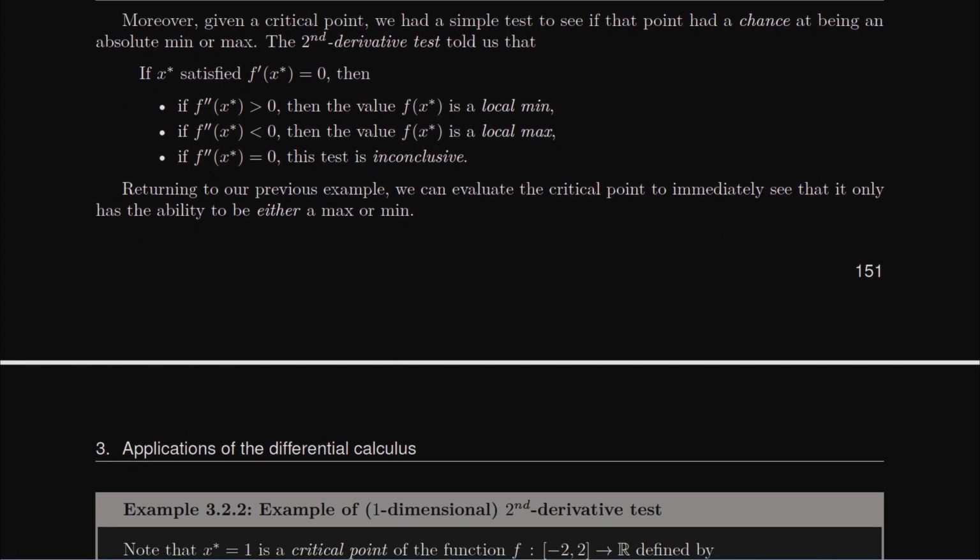And we also had this notion of concavity, and really the concavity came from the second derivative test to tell us if a critical point was a local min or a local max, or sometimes inconclusive test.